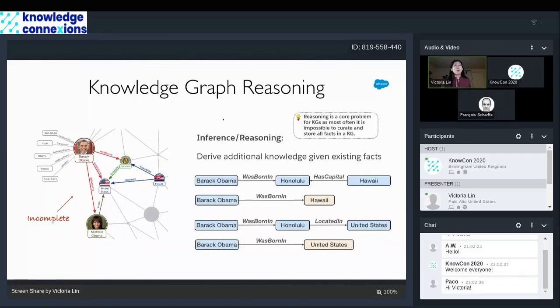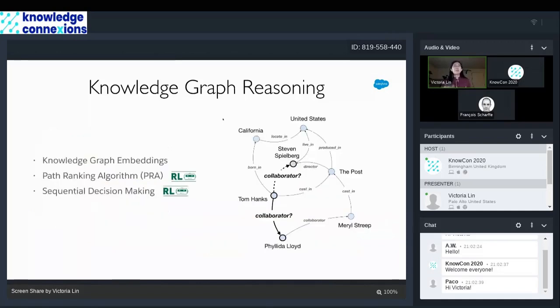Therefore, reasoning is a core problem for knowledge graphs, as very often it is impossible for us to curate or even store all possible facts in a knowledge graph. So in this talk, we mainly talk about reasoning approaches. I will cover 3 different types of reasoning approaches which are commonly used for knowledge graphs, which include knowledge graph embeddings, path ranking algorithms, and sequential decision making. And we can see RL actually plays a significant role in helping us learn better multi-hop reasoning algorithms.